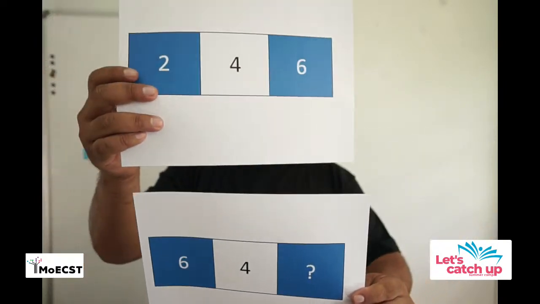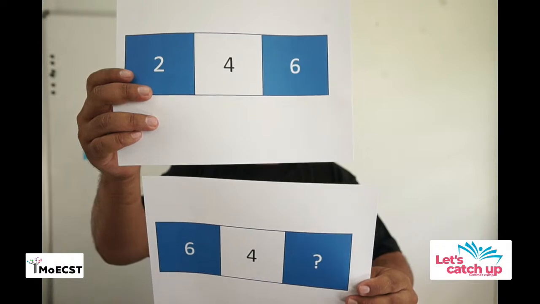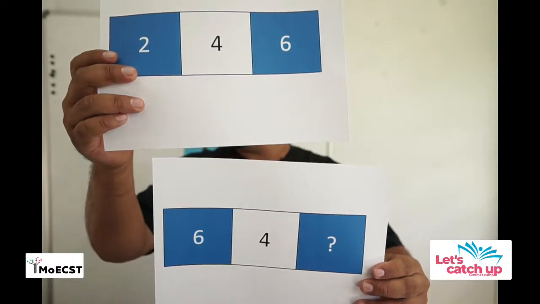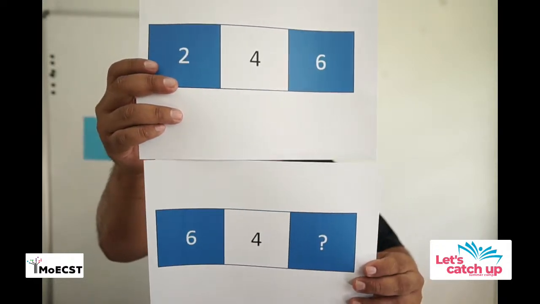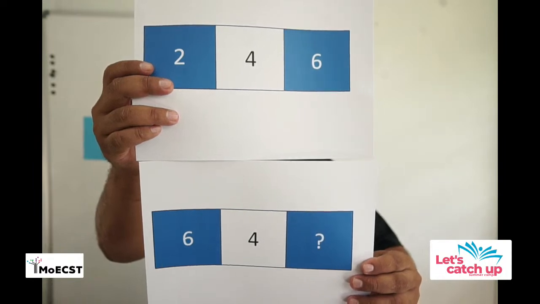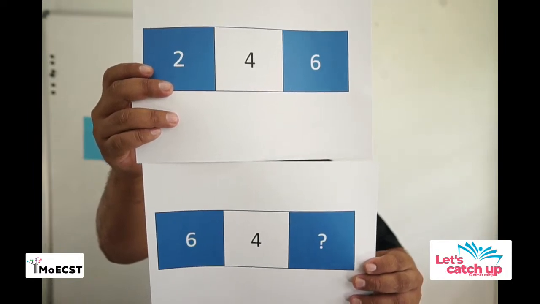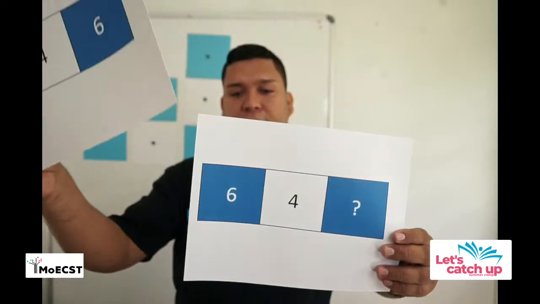So this is the increasing pattern at the top, 2, 4, 6. So this gives you a good idea of what the next number should be below. 6, 4, 2. Excellent. So very good.